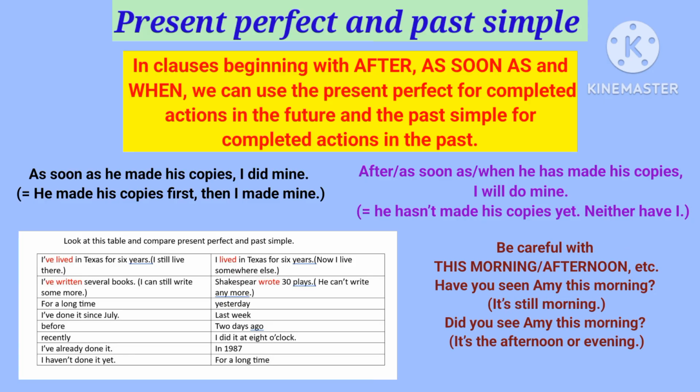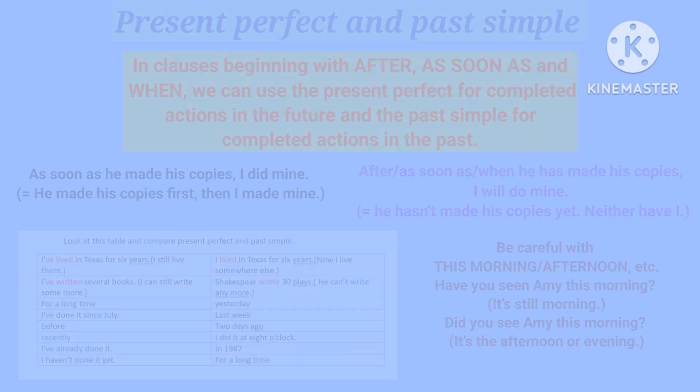Be careful with this morning and this afternoon, etc. For example, have you seen Amy this morning? It means it is still morning. Did you see Amy this morning? It's the afternoon or evening now.